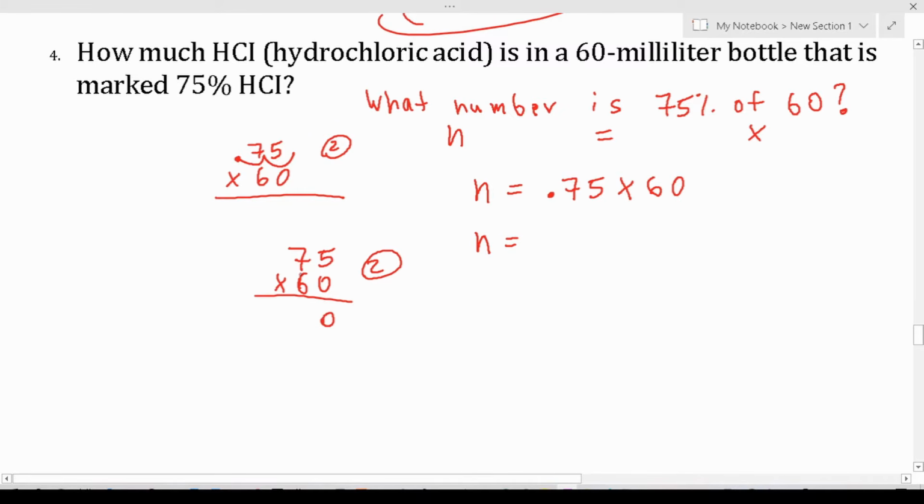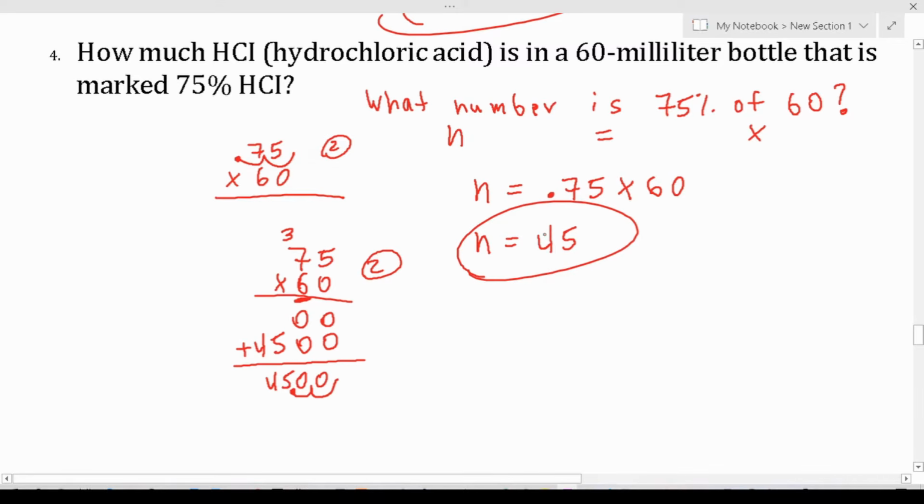5 times 0 is 0. 7 times 0 is 0. Add a 0 placeholder before we begin. So we're going to start multiplication with the 6 now. 6 times 5 is 30. Carry your 3. 7 times 6 is 42, 43, 44, 45. Let's add. Again, this is 0 plus 4,500, so it's not too hard to work that out. Bring in our 2 decimals, 1, 2. So we can see that n is 45 in this case. In other words, 75% of 60 milliliters is 45 milliliters.